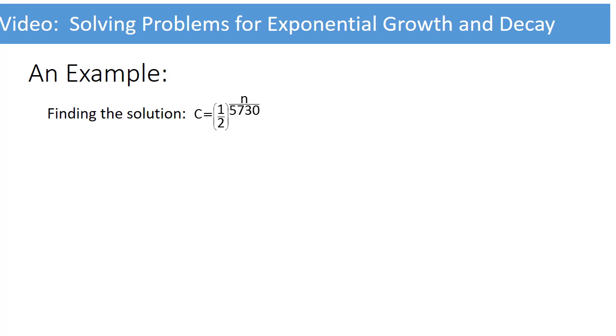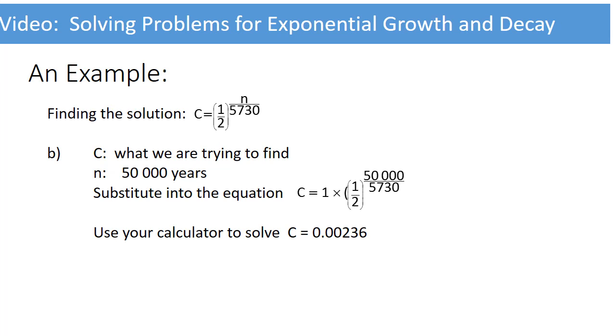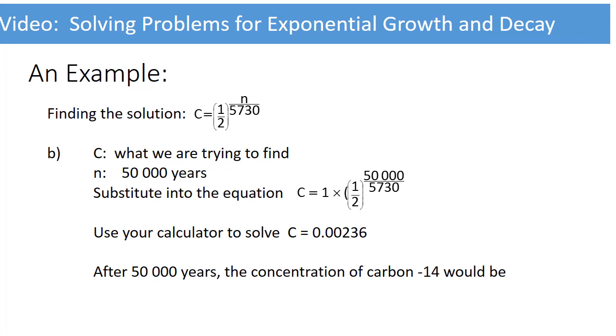Now, here's the example, solving for part B. C is what we are trying to find. N is 50,000 years. Substitute into the equation. C is equal to 1 times 1/2 to the exponent 50,000 divided by 5,730. Use your calculator. You will get C is equal to 0.00236. After 50,000 years, the concentration of carbon-14 would be 0.00236 parts per trillion. Excuse me, that should have been part B.